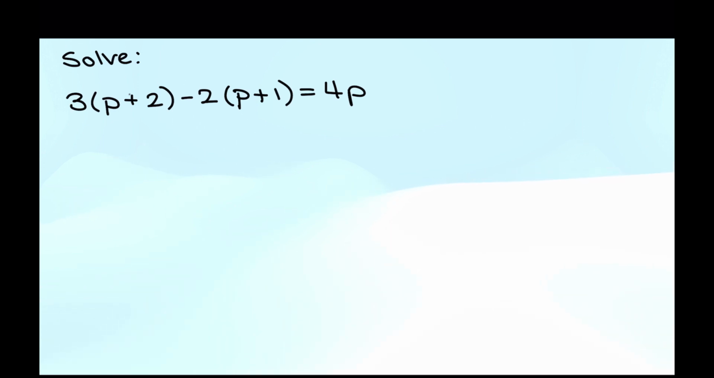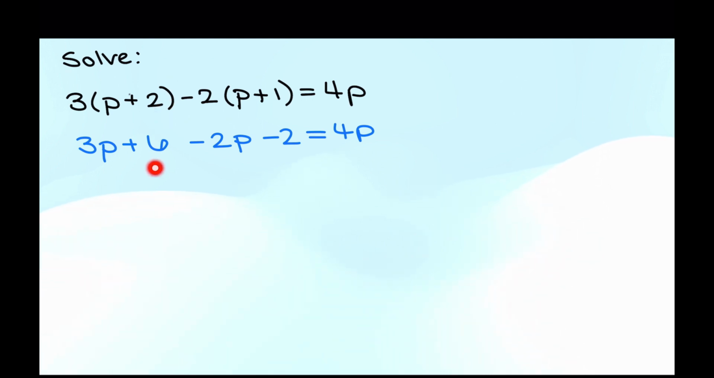So to simplify on the left-hand side, I'm going to start by distributing. So 3 times p gives me 3p. 3 times 2 plus 6. Then I have to distribute the negative 2 to the p plus 1. Negative 2 times p is negative 2p. Negative 2 times 1 is negative 2. And then I'll just copy down the 4p on the right side.